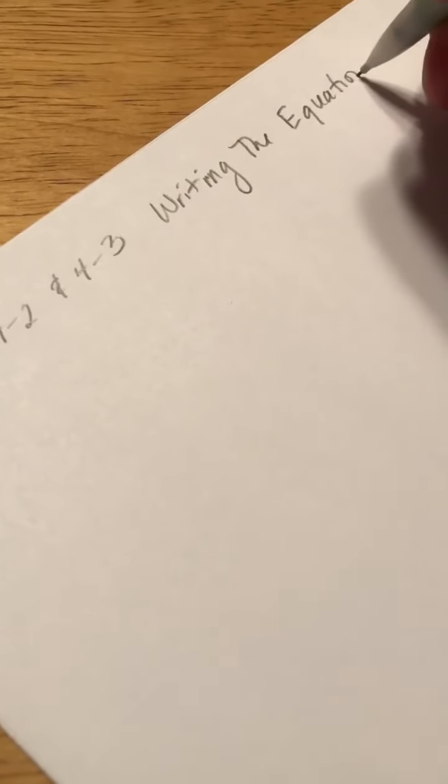Okay, so we just finished up graphing the equation of a line. Now we are going to write the equation of a line, and this can be found in sections 4.2 and 4.3. It is titled Writing the Equation of a Line in Slope Intercept form.